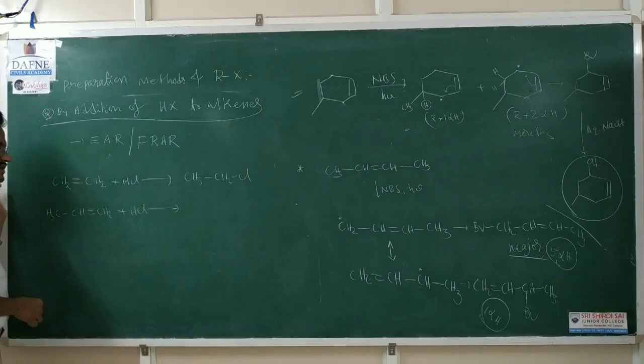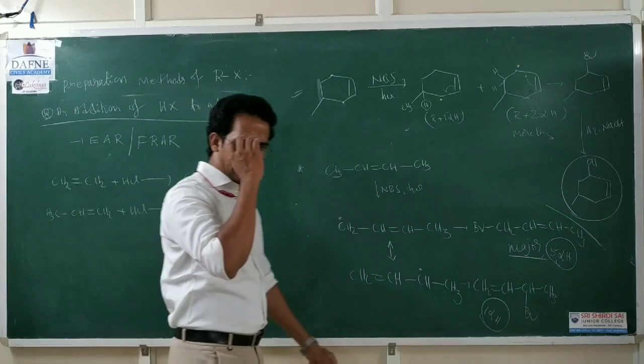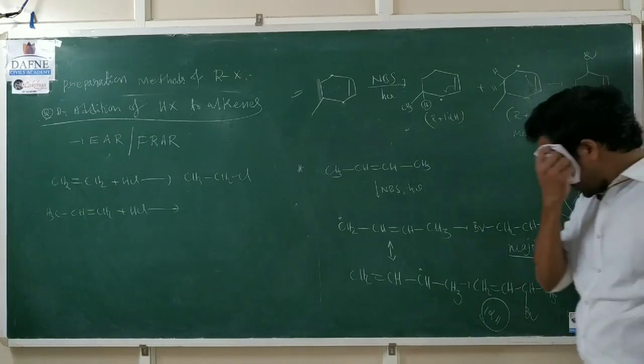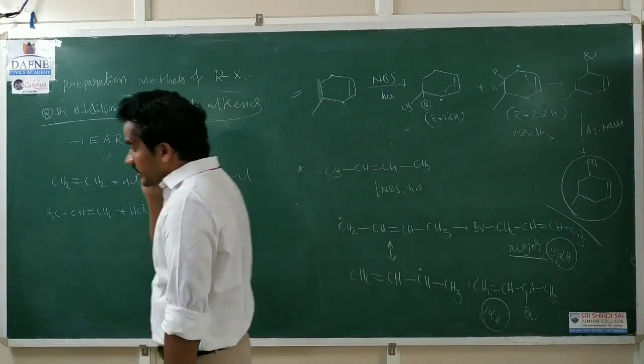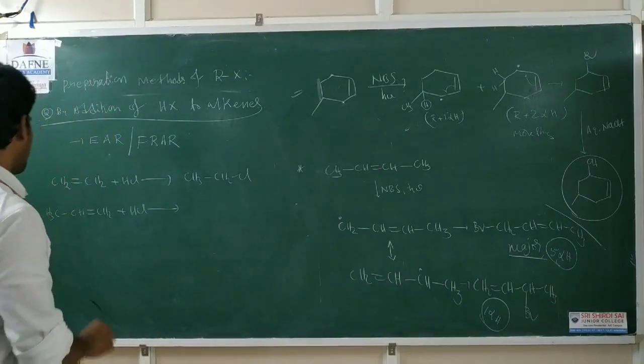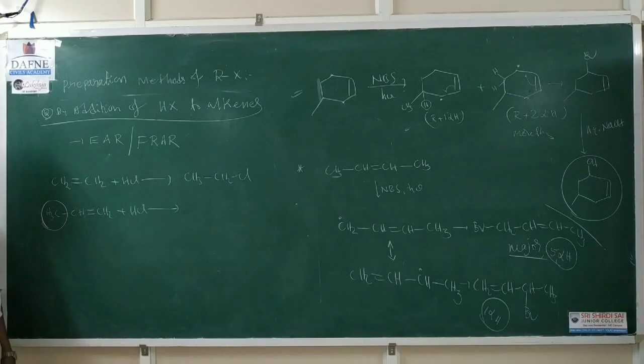Now for an unsymmetrical alkene, addition takes place according to the Markovnikov rule. What is the Markovnikov rule? The positive part of the adding reagent is added to the carbon which has more hydrogens. That means here, this carbon has 2 hydrogens and this carbon has 1 hydrogen. We have to consider the C double bond C carbons, but not this carbon. Of course, this carbon has 3 hydrogens, but addition takes place on the C double bond C, so we check the hydrogens on those carbons.